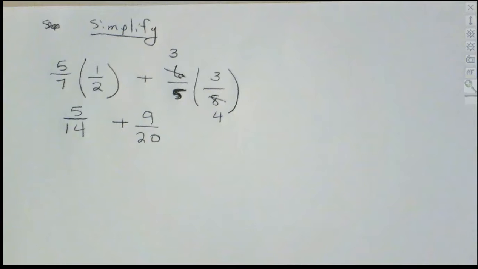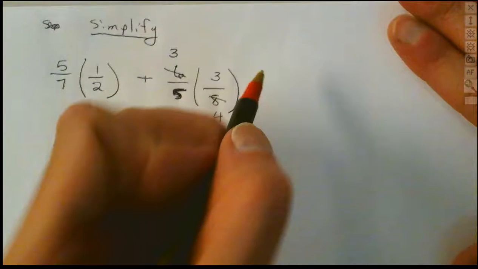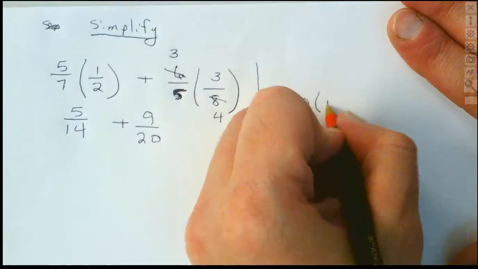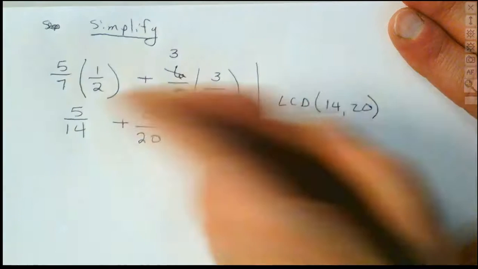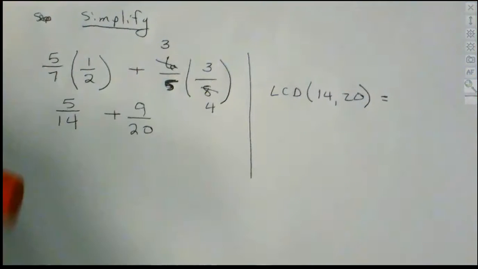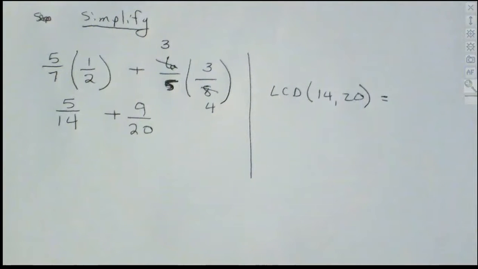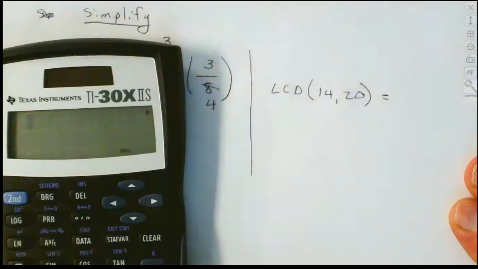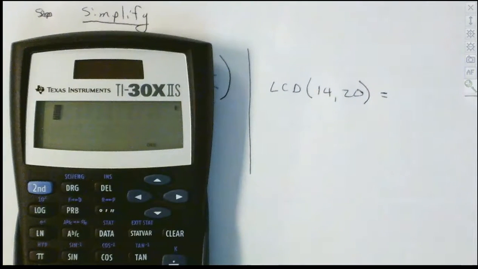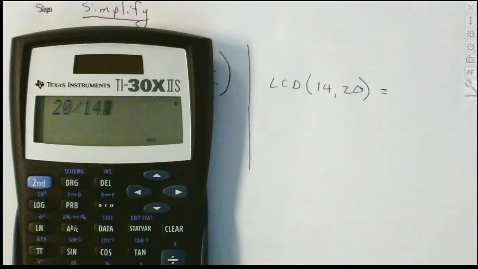Now what are we going to do? Well, since we're adding, we need our least common denominator. And we've got a 14 and a 20. What's the easiest way to find our denominator? Well, the absolute easiest way is to start with the larger number. So we're going to start here with our 20. Does 20 divide evenly by 14? No. Okay, 20 times 2 would then be 40.